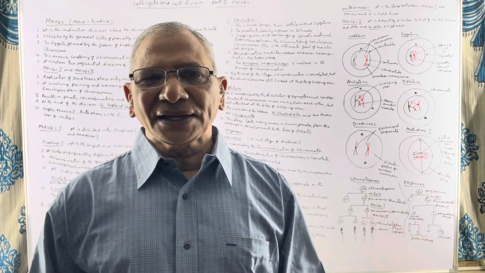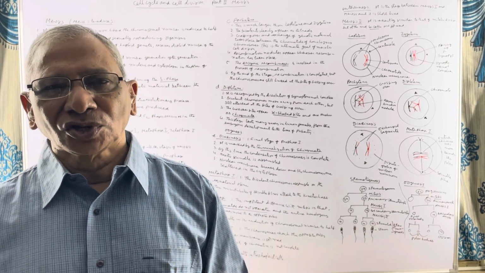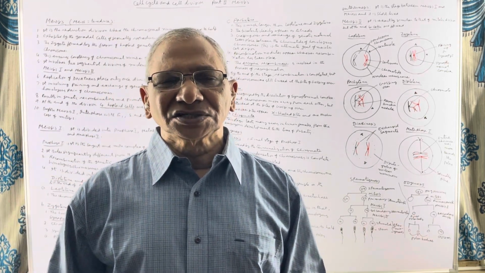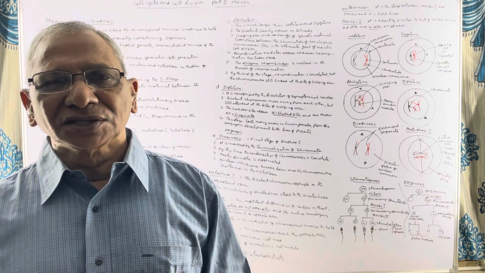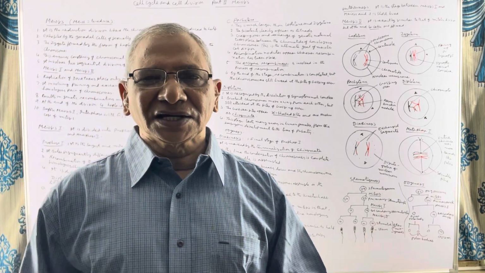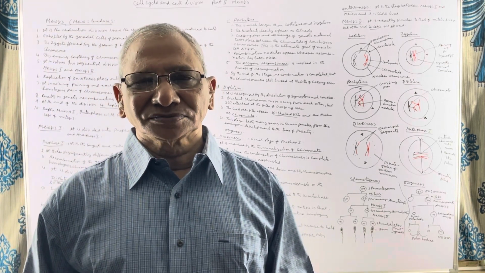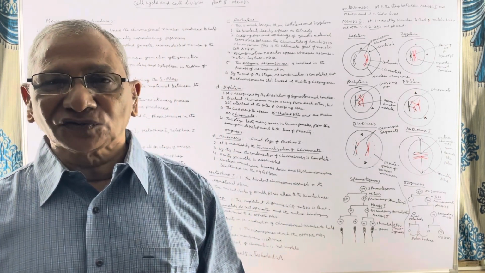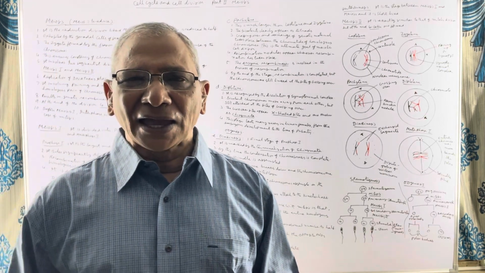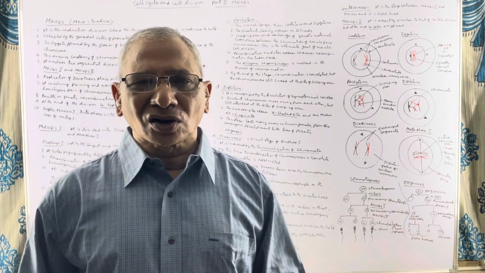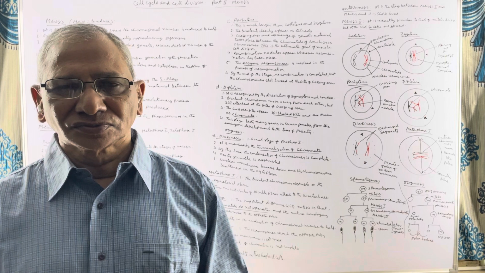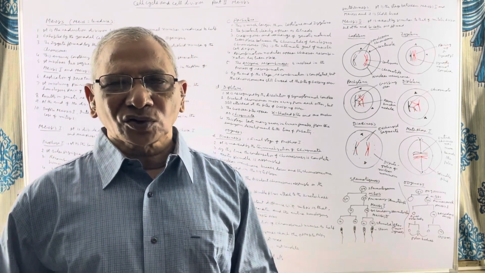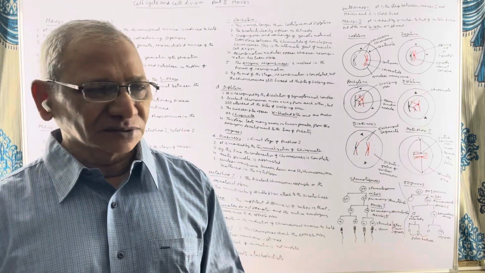And it is followed by telophase 2. During telophase 2, what happens? The nuclear membrane reappears, the nucleolus appears, the chromatin disperses, and 4 cells are formed due to cytokinesis. And these 4 cells carry only the haploid number of chromosomes, or n number of chromosomes. In this way, at the end of meiosis, 4 haploid cells are formed.